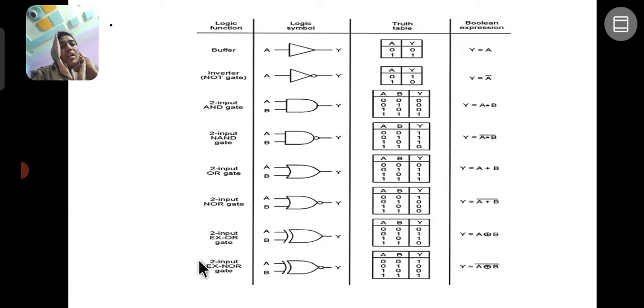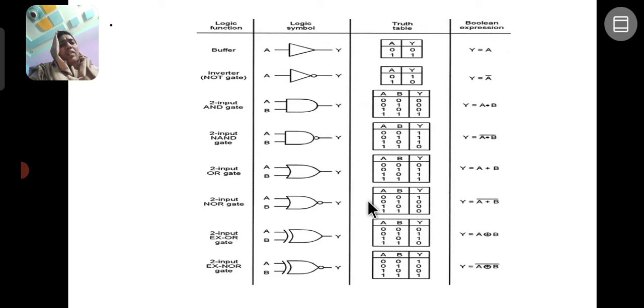So next is the XNOR gate. The XNOR gate is the complement of the XOR gate. So when both inputs are the same, the output is 1. When both inputs are different, the output is 0. This is the Boolean expression: Y equals A XOR B complement. So A bar B bar plus AB is the output equation for the XNOR gate.